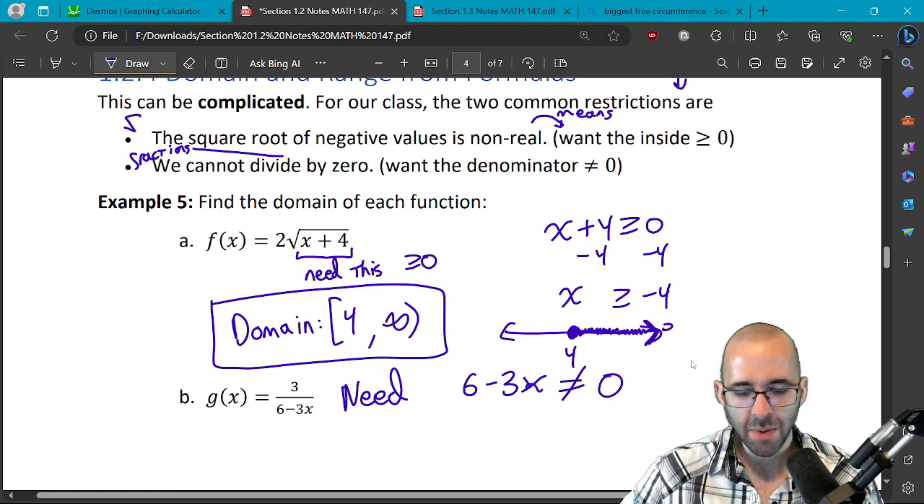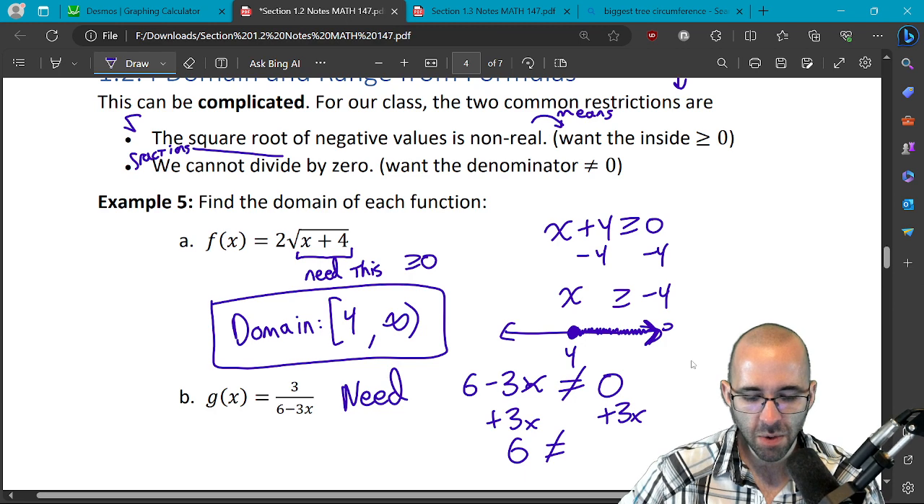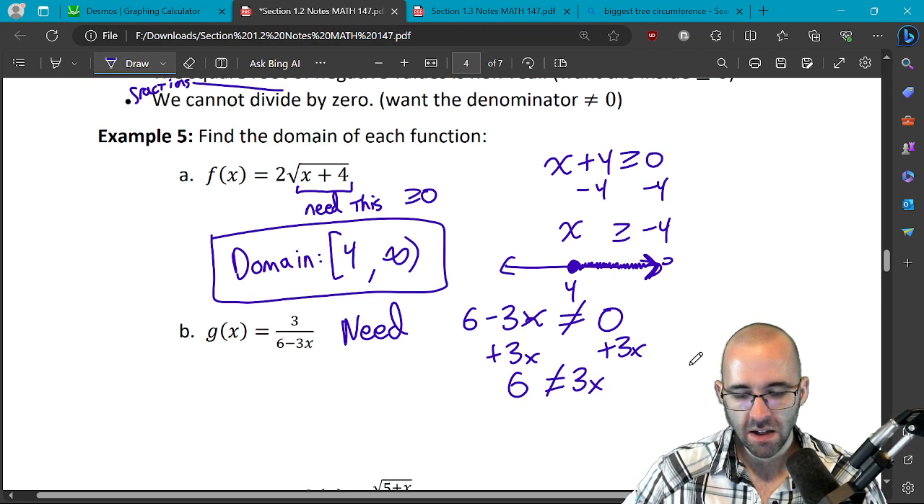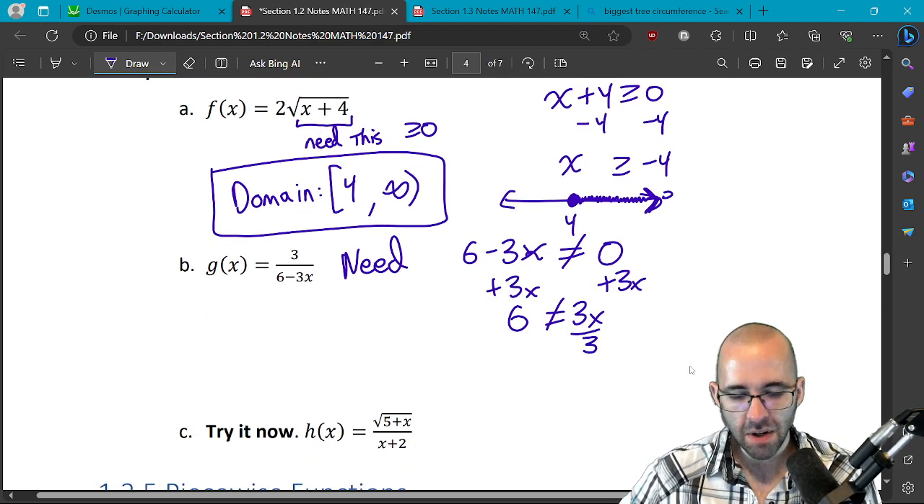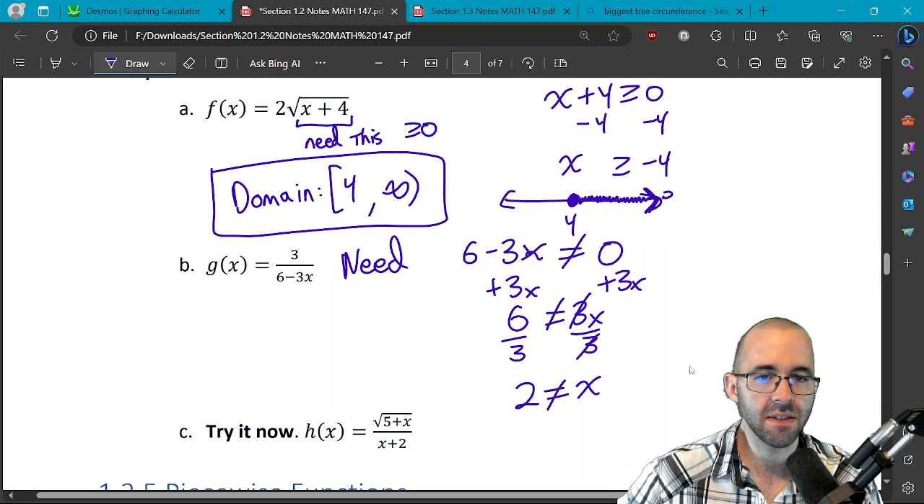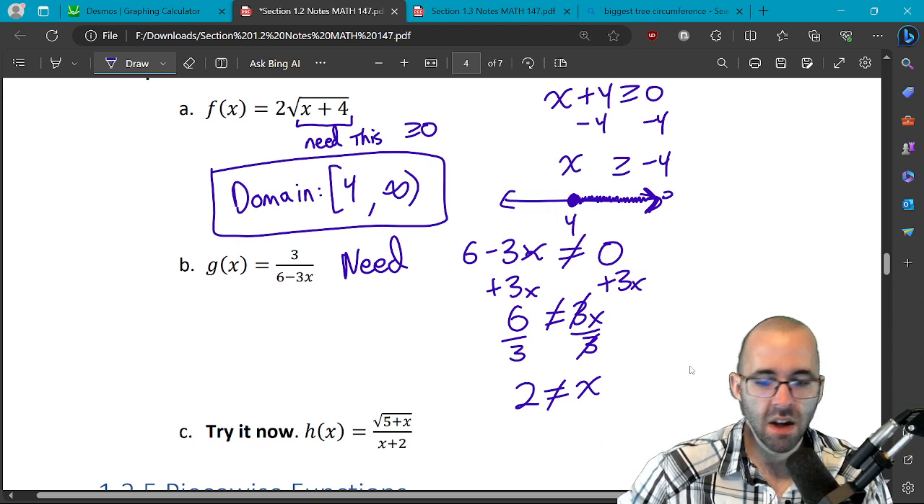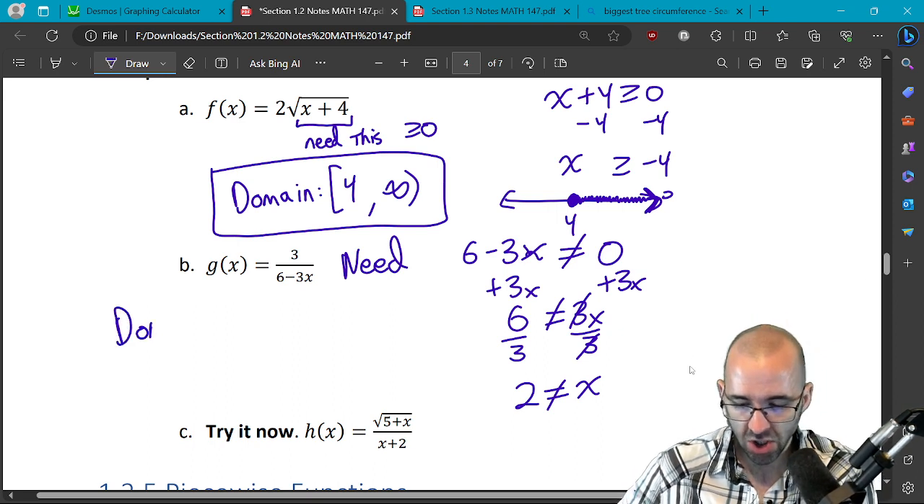So we'll get the 3x by itself. You can add 3x to both sides. That gives us that 6 can't equal 3x. And then we can divide both sides by 3. 6 divided by 3 is 2. 2 cannot equal x because these 3's cancel. Okay, so everything that's not 2 works. Our domain is everything that's not 2.